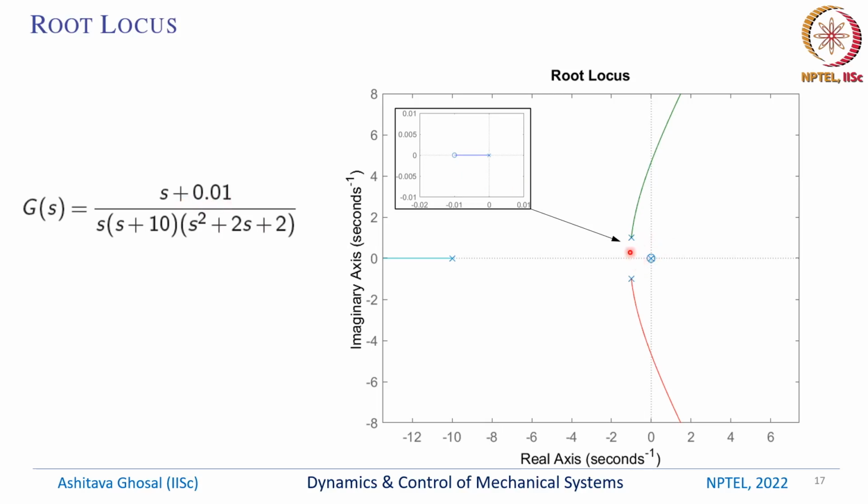Here this part is magnified, and you can see that there is a part of this root locus going from this pole to this zero, and then there is one more branch going from minus 10 to the left, and then there are these two complex poles from where the two root locus branches will go off to infinity. Again, we can plot this using MATLAB.